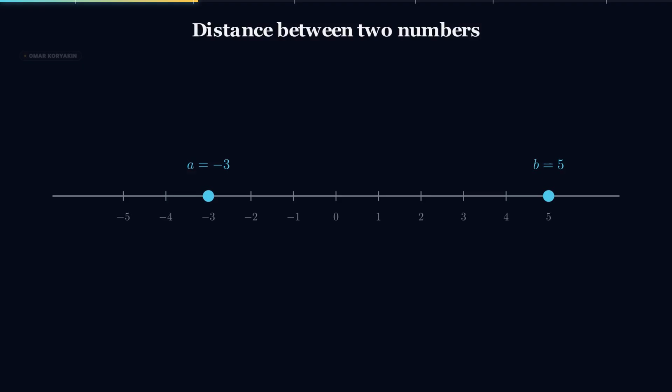Here is our first worked example. Two blue dots sit on the number line, one labeled a equals -3 on the left, the other labeled b equals 5 on the right. Our job is to compute the distance between them using absolute value notation, and to verify that we get the same answer no matter which direction we measure in. Step 1.